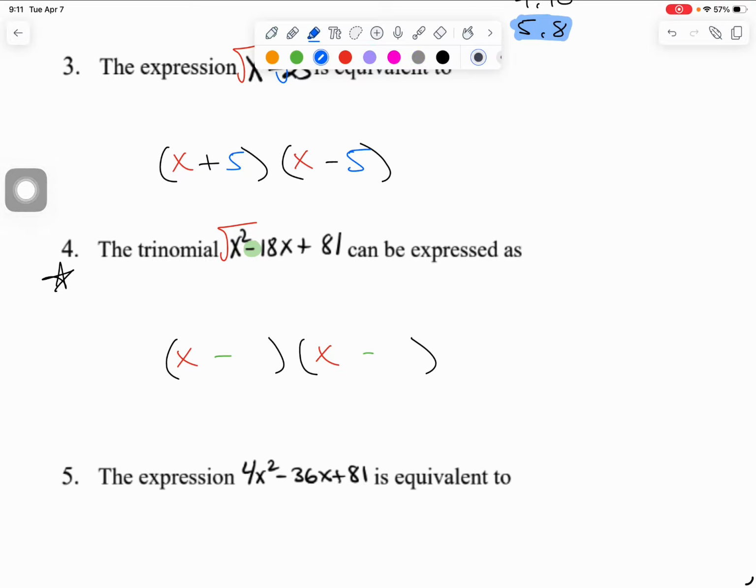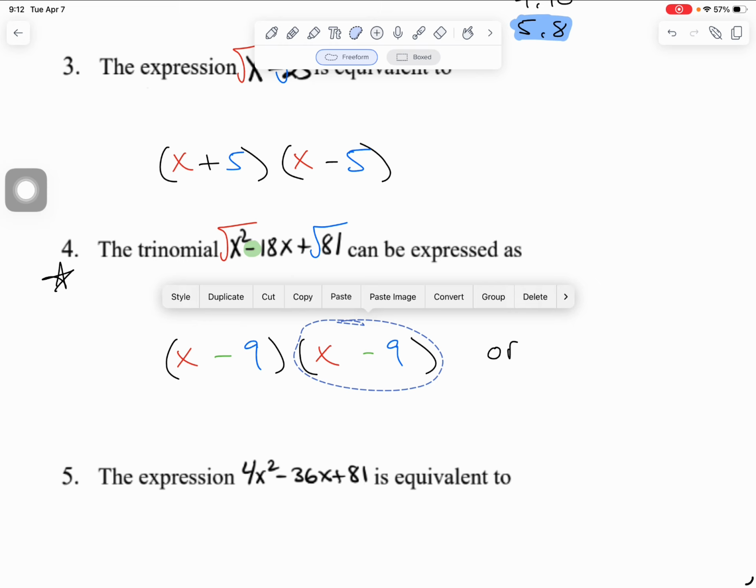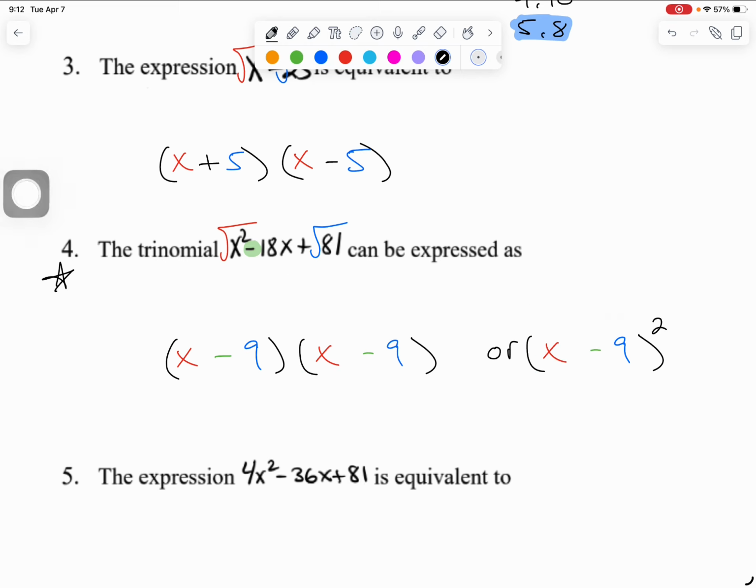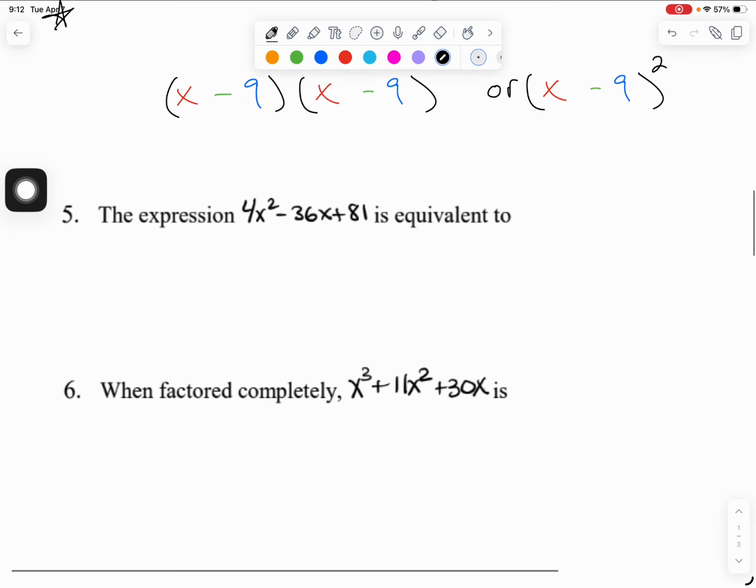Now that 81, the square root is 9. Go ahead and do x minus 9, or your answer choice might look like this: copy, paste, squared. However, it has to have the double negatives there, or the x minus 9 squared. All right, 1 times negative 9 is negative 9. 1 times negative 9 is negative 9. Negative 9 plus negative 9, or negative 9 minus 9, gives us our negative 18.